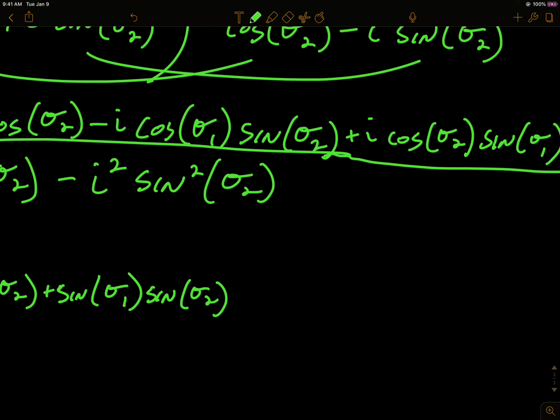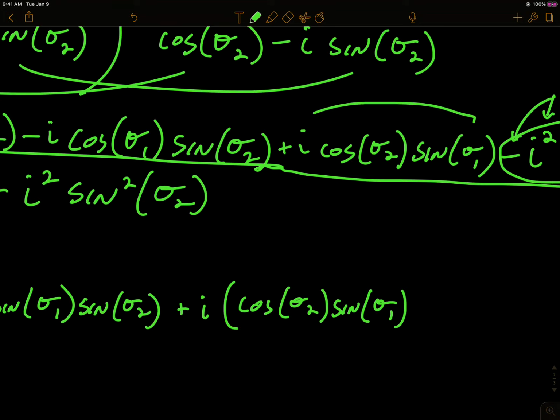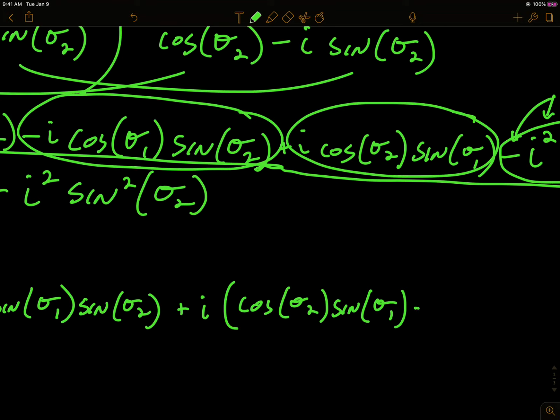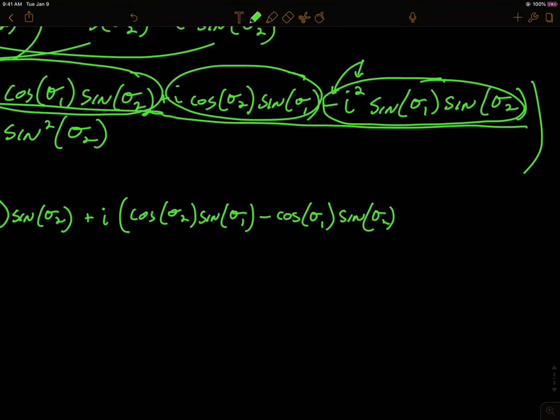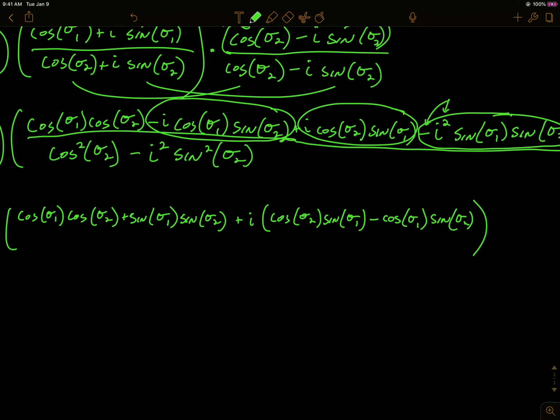Now I'm going to do the imaginary parts here. So I've got minus i, or actually let's do it this way. Let's put the positive one first. We got plus i, and we're going to factor out that i. Cosine of theta sub 2 times sine of theta sub 1. So I put this term first and I factor out the i, and now I'm going to put this term next. Minus cosine theta sub 1 times sine of theta sub 2. Alright, so that's what happens in our numerator so far.